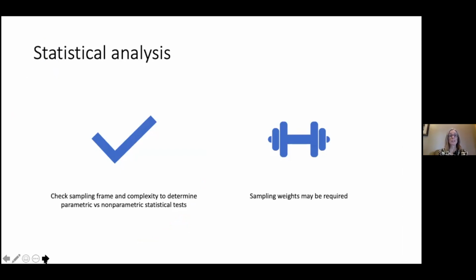When you do your statistical analysis, many times people use parametric tests, and depending on the sampling frame and how complex the sampling frame is or was, you have to use non-parametric tests. So that's the first thing to check. And again, depending on how complex, you may need to use sampling weights.